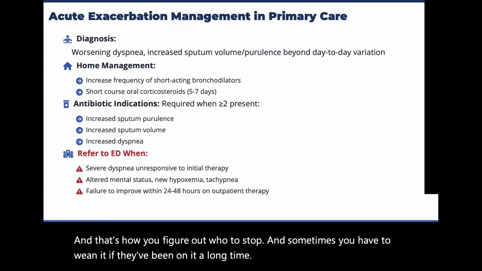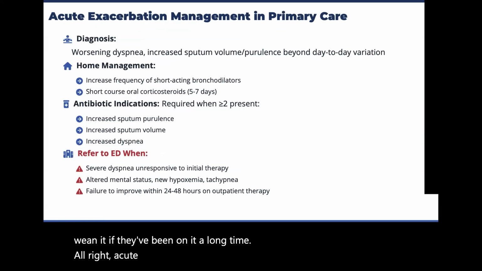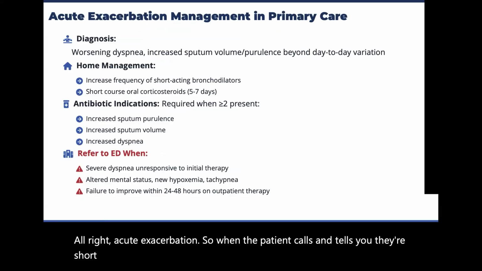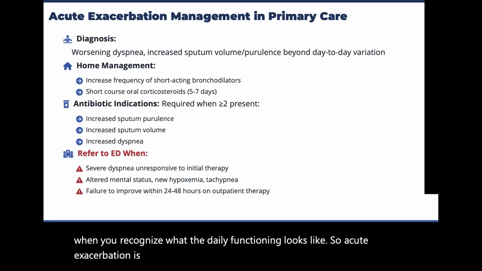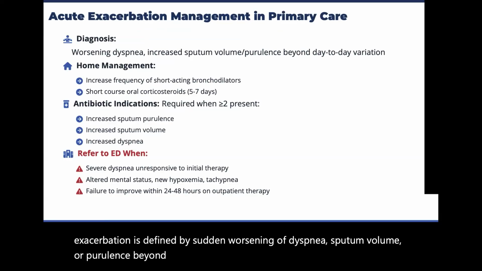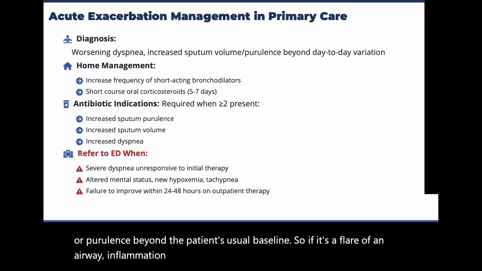All right, acute exacerbation. So when the patient calls and tells you they're short of breath, how do you tell if it's a bad day or an exacerbation? This is when you recognize what the daily functioning looks like. So acute exacerbation is defined by sudden worsening of dyspnea, sputum volume, or purulence beyond the patient's usual baseline. So if it's a flare of airway inflammation or mucus production, that is when you need to act.